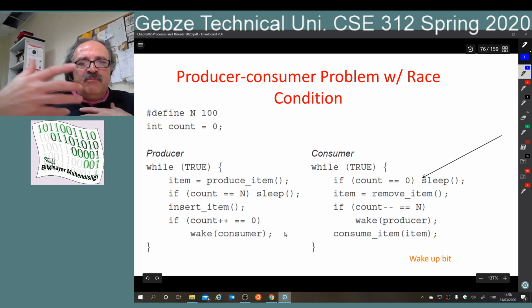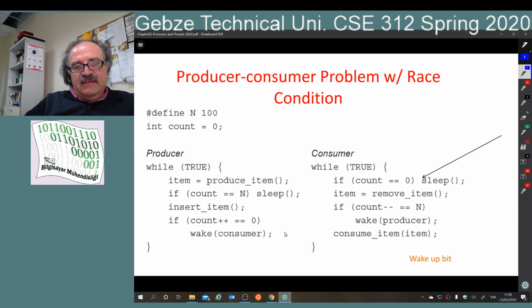If count is n, that means that my buffer is full. I need to go to sleep. I need to wait. If count is not n, that means I have slots available, so I insert my item. And then at the end, if the count is 0, that means that the buffer was all empty before I inserted anything, so I wake up my consumer. But what do I mean by that? If the buffer was empty before I inserted anything, that means that no consumers are active, right? They are all sleeping. So I am waking the consumer. The consumer just does the opposite.